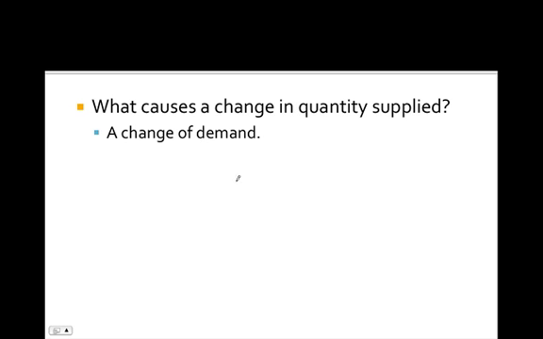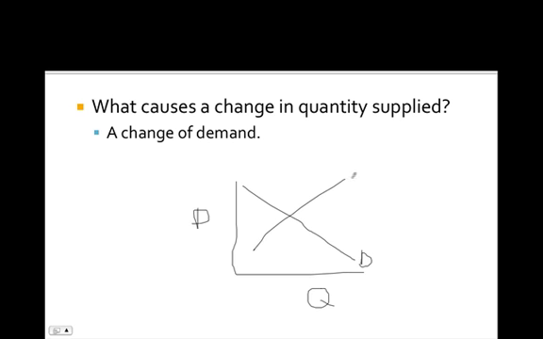All right, change in quantity supplied, and we just saw a graph of that. So we have price here, quantity here. Here is my demand curve. Always remember demand slopes down. Here is my supply curve. So if we're going to have a change in quantity supplied, we're actually going to have to move along this curve. So that may be due to a change in demand.